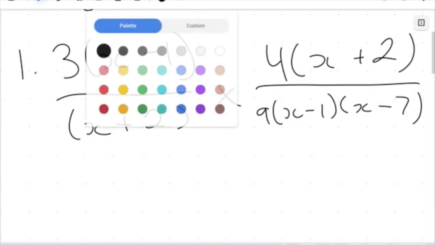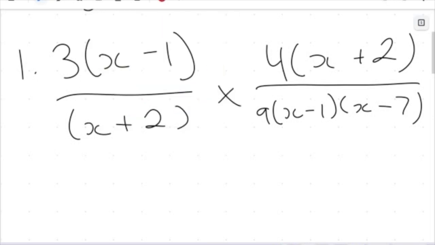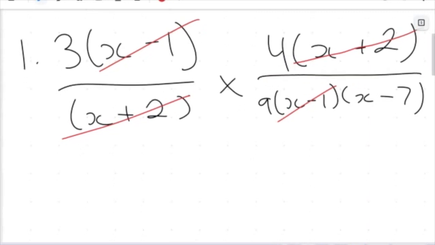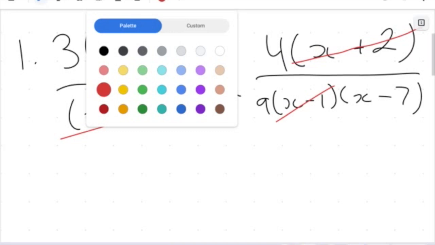Okay, so now let's look at trying to simplify first. Before we even do any multiplication, we're going to try to simplify. So I have an x minus 1 up here, and I have one that's going to cancel with another down here. I have an x minus 2 on this denominator, and that can also cancel with this one up here. Now that I've done this, it already looks a lot neater.